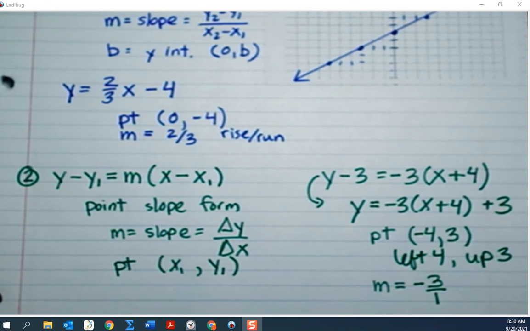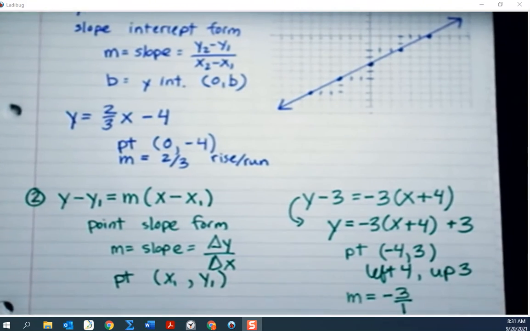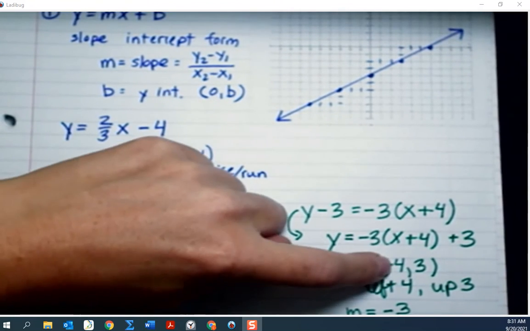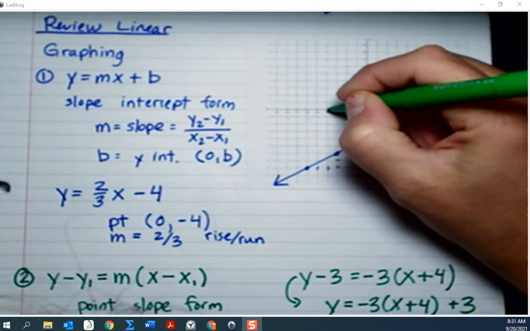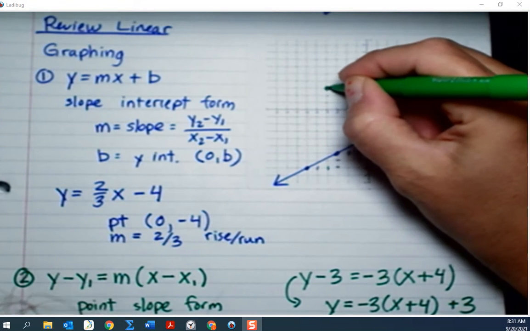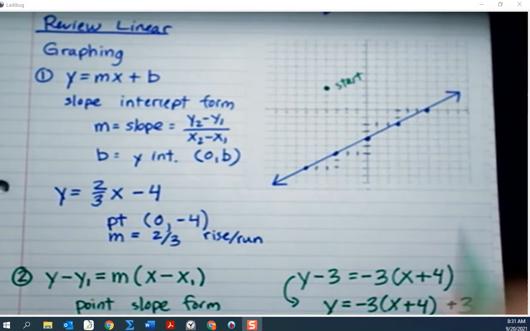All right, put it on the graph. So I'm going to zoom out just a little bit. Okay, here we go. So negative 4, 3. 1, 2, 3, 4, 1, 2, 3. That's your starting point. You don't have to start at the y-axis. You can start anywhere on the graph.